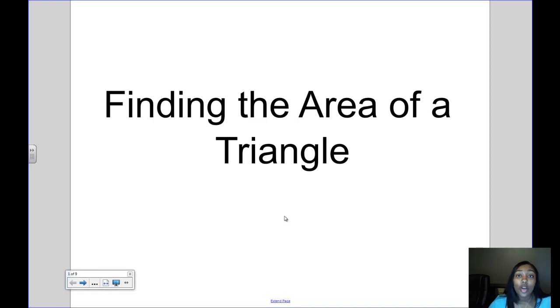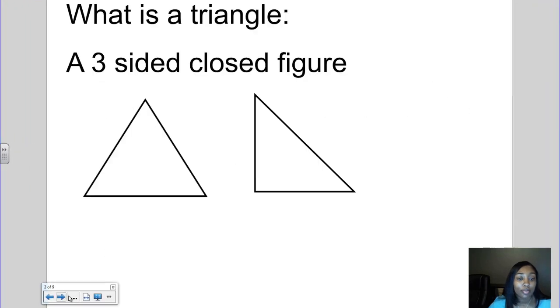So today's video is about finding the area of a triangle. The first slide is: what is a triangle? Well, we know a triangle is a three-sided closed figure. And here are a couple examples of some triangles.